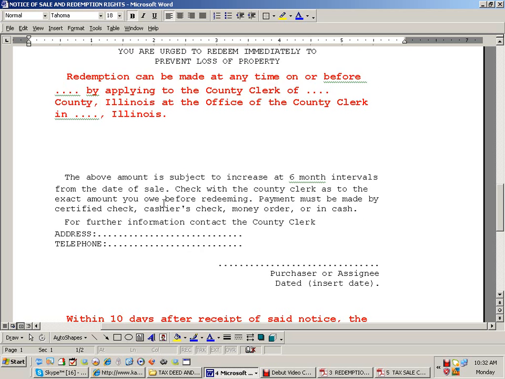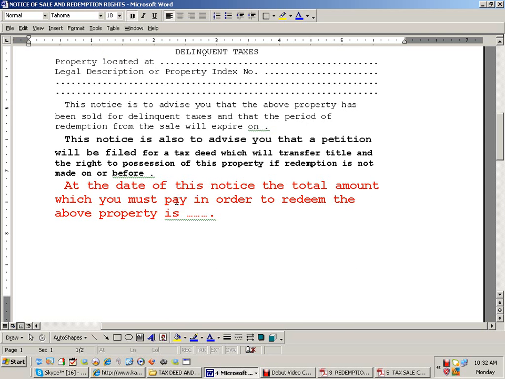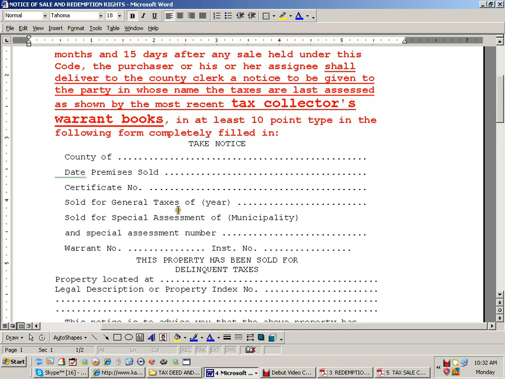So that's all you need to do to redeem your property: go to the tax window at the county clerk and tell them you want to redeem the property. And what property are they talking about? Well, the one that's on the certificate number. And in there someplace they can tell you what the general taxes are and what the special assessment is. Those are the taxes we're supposed to be paying.